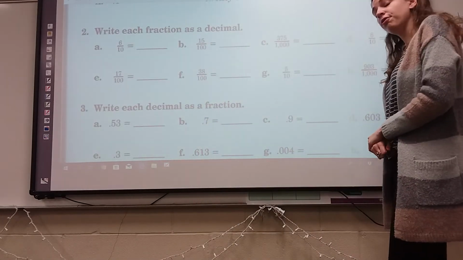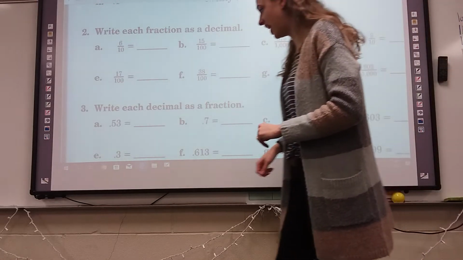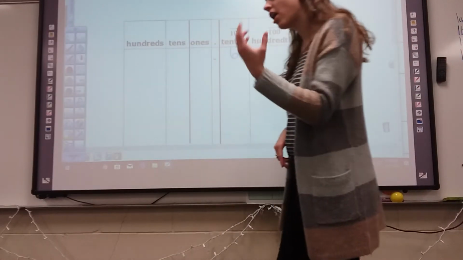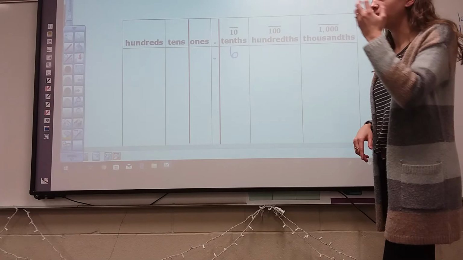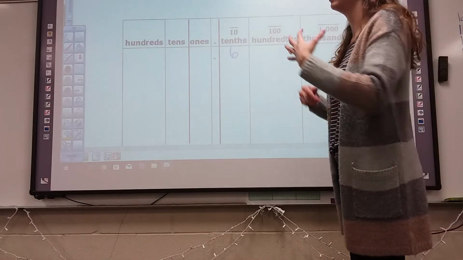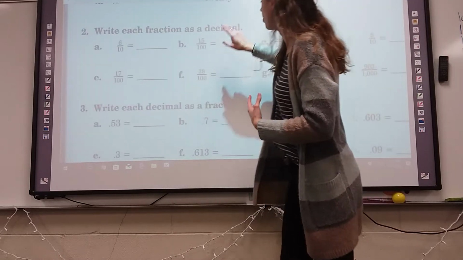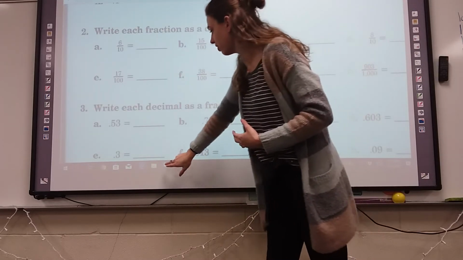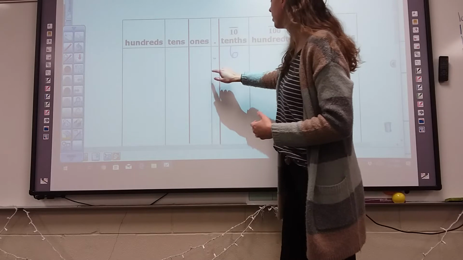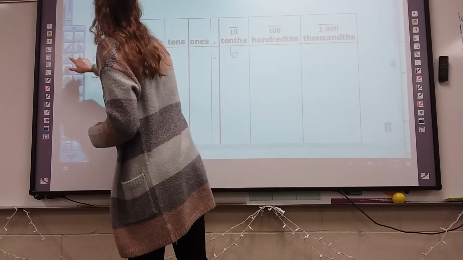The next one is 15/100ths. Now, if you can say hundredths and see that that bottom number is 100th, then it's going to go in the last numbers of your fraction. So 5 is going to go in the hundredths place. This is 2a.